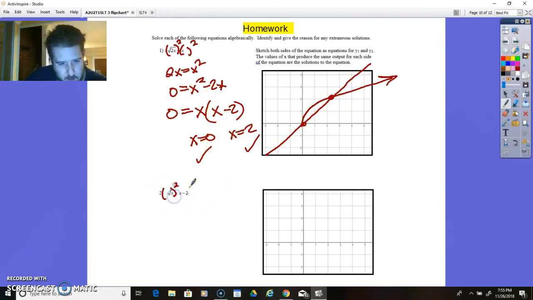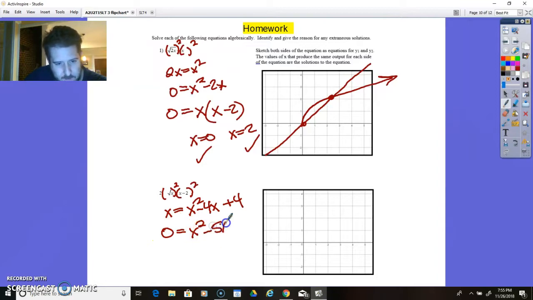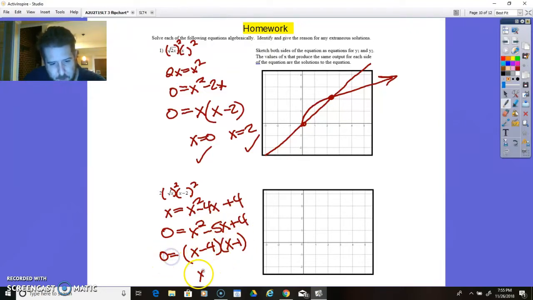All right, so down here, this is squared, this is squared. So that gives me x equals x squared. Negative 2 times negative 2 is 4. Negative 2 times x is negative 2x. Double it, you get negative 4x. Subtract x from both sides. And you get x squared minus 5x plus 4. Looks like this is factorable. It's x minus 4 times x minus 1. Negative 4 times negative 1 is 4, and negative 4 plus negative 1 is negative 5. And therefore your answers are both 4 and 1.